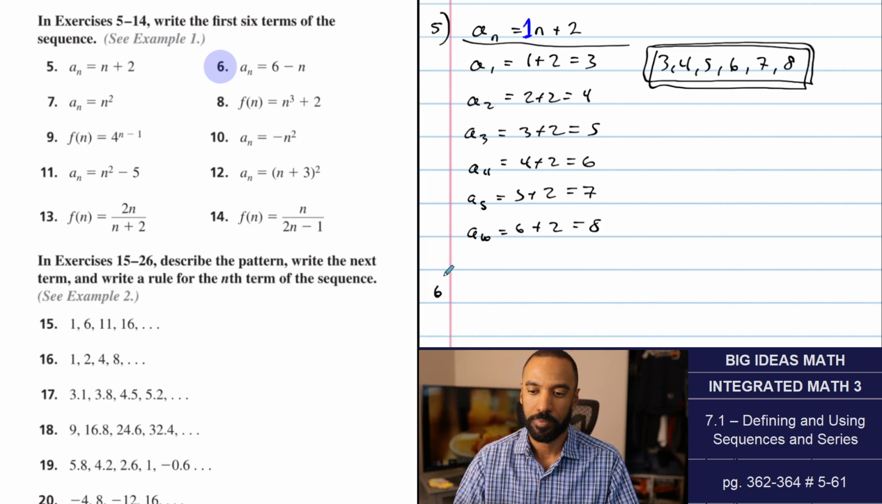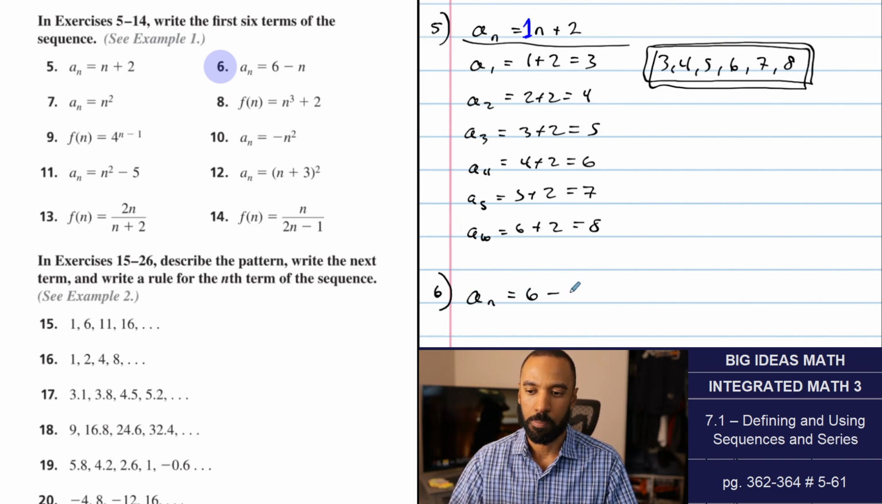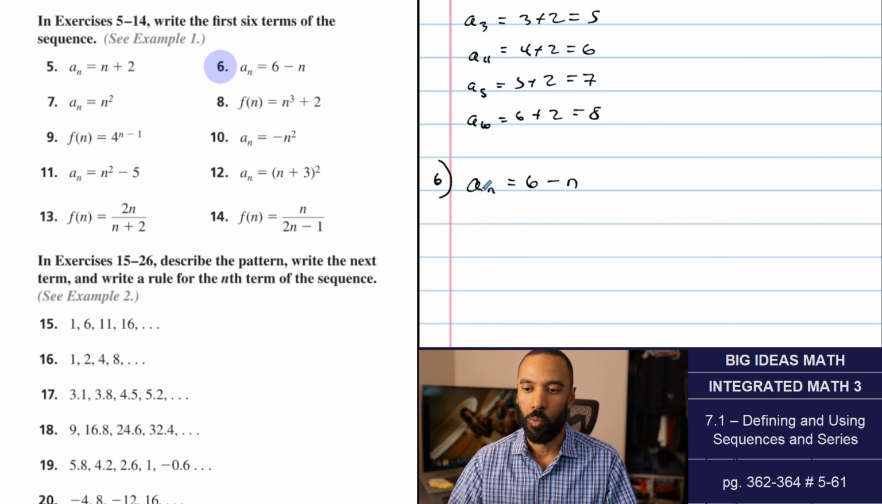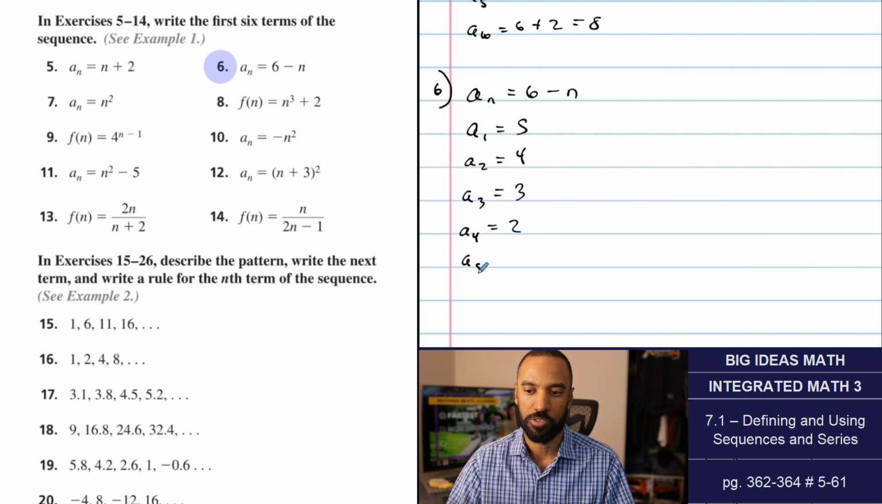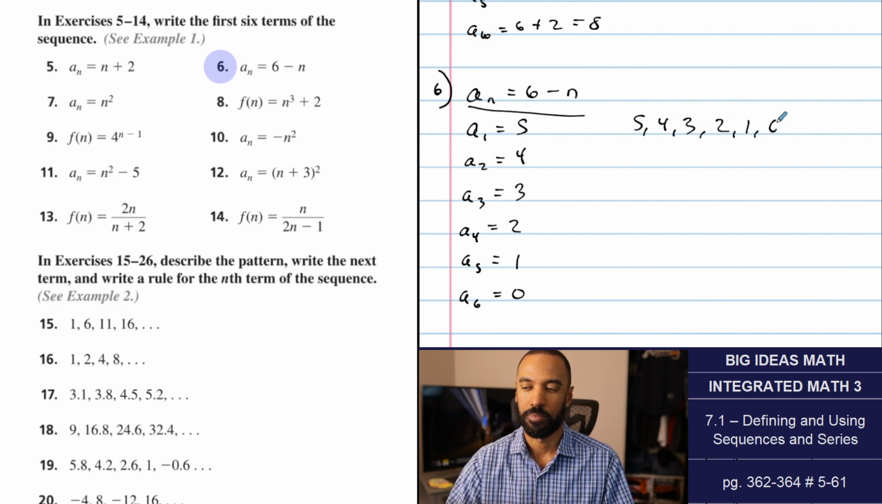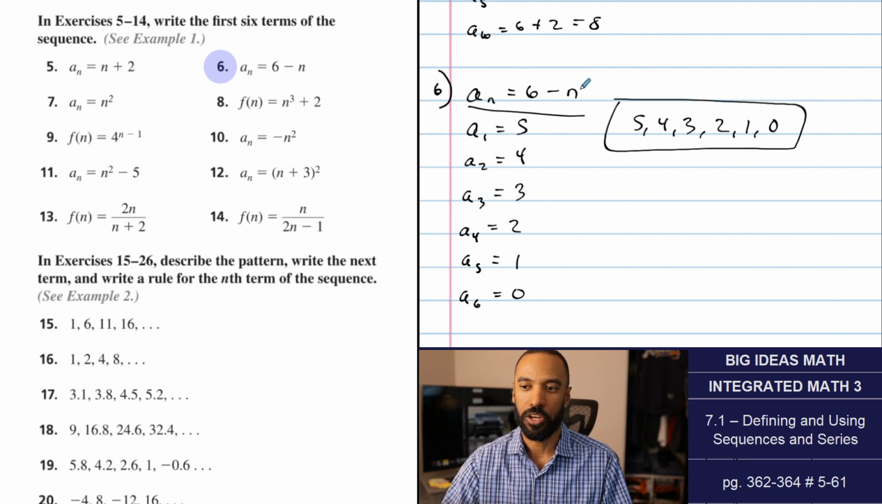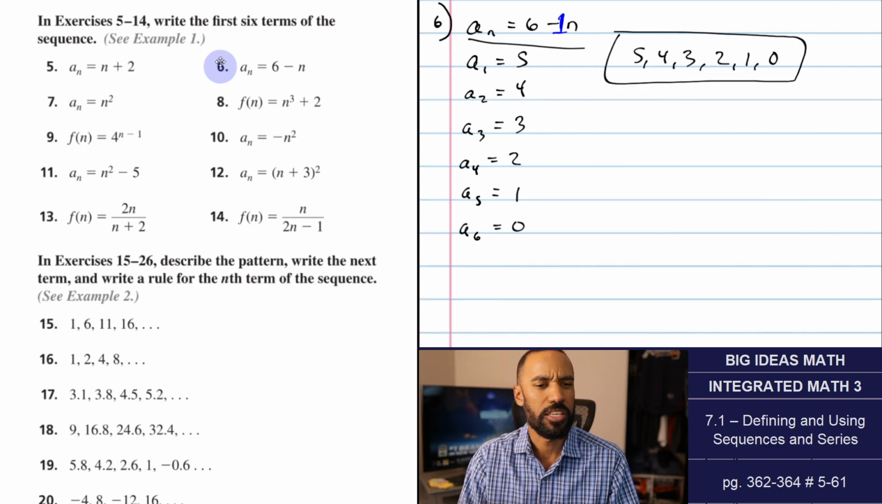So on number 6, this is a sub n equals 6 minus n. If I substitute 1 into here, I'm going to get 6 minus 1, which is 5. Substitute 2 in there. 6 minus 2 is 4. 6 minus 3 is 3. And you can tell we're decreasing by 1 each time here as we do 6 minus 4, 6 minus 5, and 6 minus 6. And then we get from that 5, 4, 3, 2, 1, 0. Those are the first 6 terms. So we're decreasing. And again, your common difference there was -1 for an arithmetic sequence, and that was just how the rule worked. So again, a lot of these you can clearly do mentally.